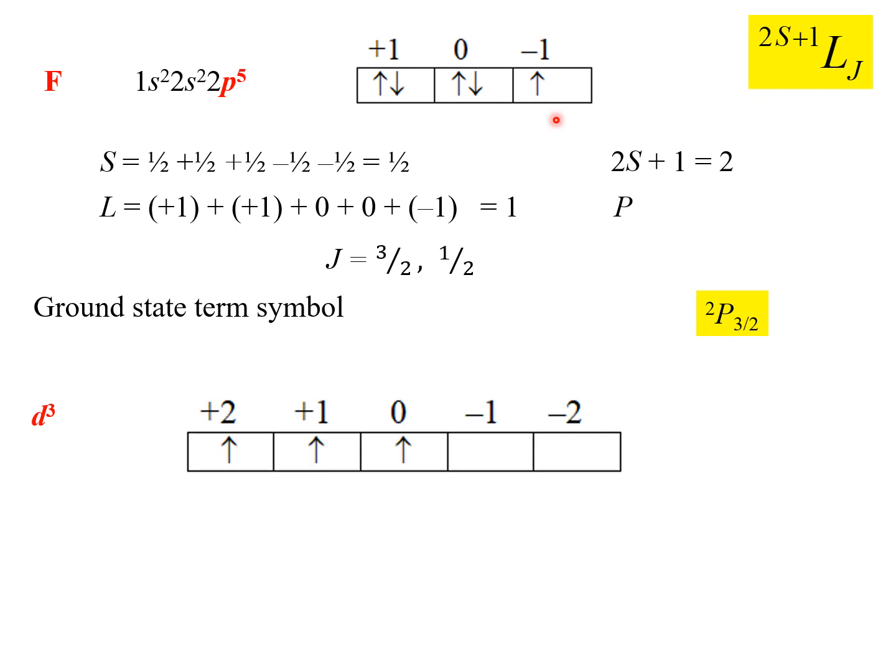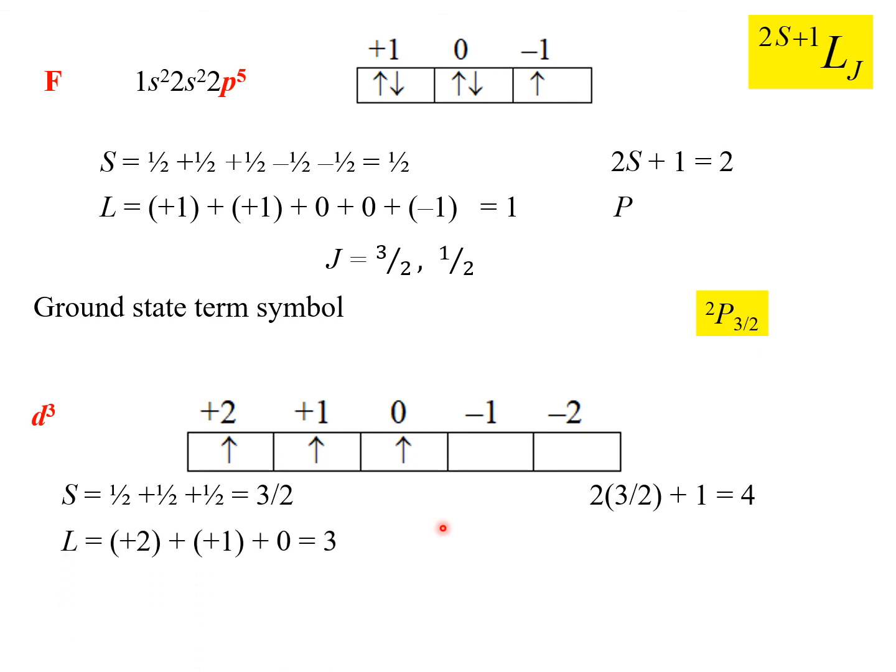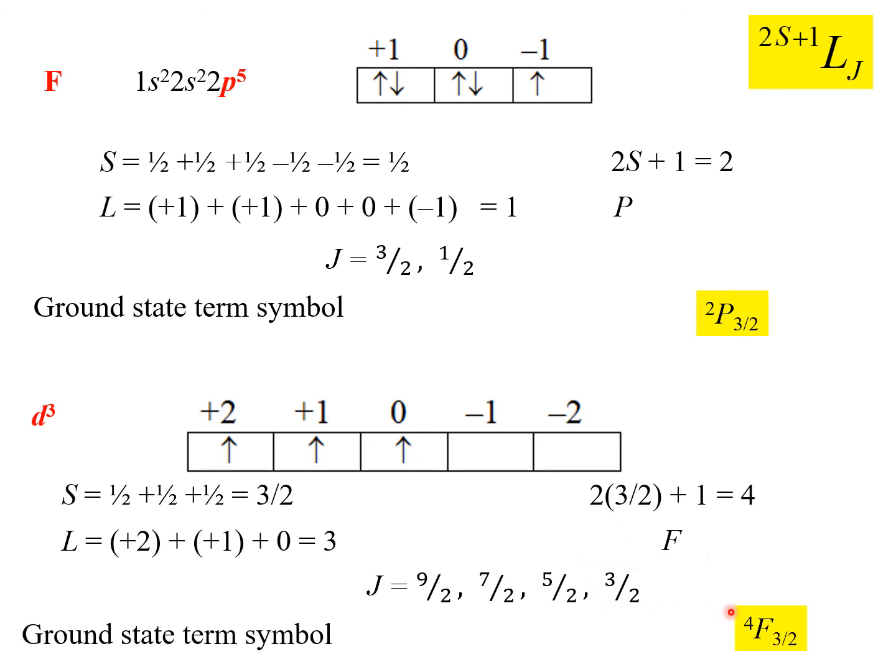Let's take a d3 system. In the d3 system, the 3 electrons will be distributed from the higher ml value gradually, and according to Hund's rule, they will have parallel spin. So the total spin, since all are parallel, is 3 by 2. Therefore, the spin multiplicity is 2 into 3 by 2 plus 1, so 4. Total L value: plus 2 plus 1 plus 0, so 3. 3 means F. Now the J value: 3 plus 3 by 2 to 3 minus 3 by 2. All the integer steps are possible, therefore 9 by 2, 7 by 2, 5 by 2 and 3 by 2. Since this is less than half filled, the lowest J value will be the ground state. Therefore the ground state term is 4F 3 by 2.